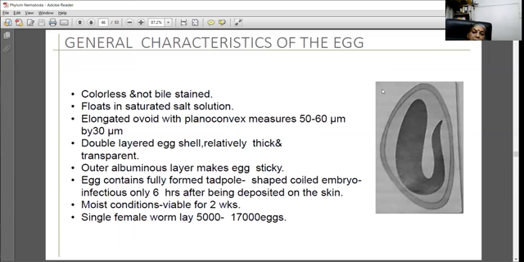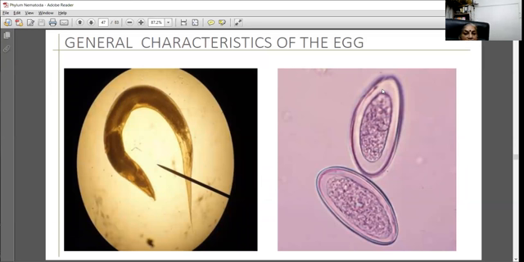The eggs can be viable in moist conditions for 15 days, 2 weeks. The female lays around 5,000 to 17,000 eggs. And this is the characteristic I was telling you, that the outer shell is thick but transparent, and there is an embryo or tadpole-like worm inside the egg. The outer coat is sticky and it is made up of albumin.